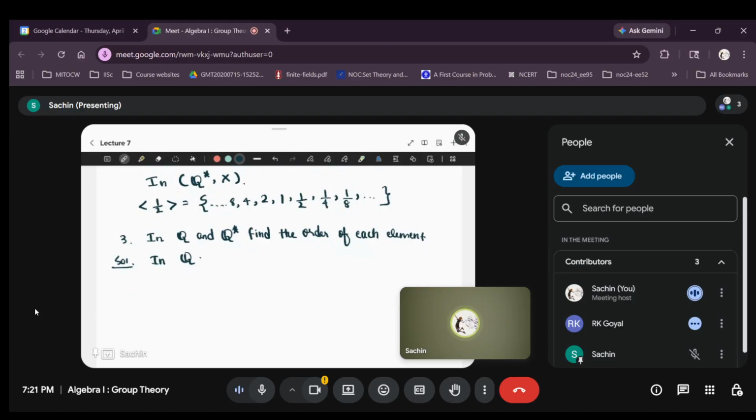What is the identity in Q? First of all, in Q, the operation is addition. So the identity element is 0. The order is the number such that the multiple n times a is the identity element 0.